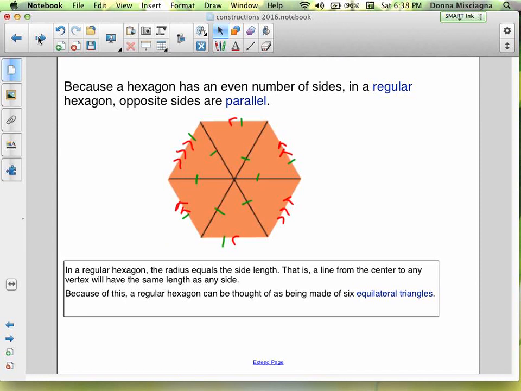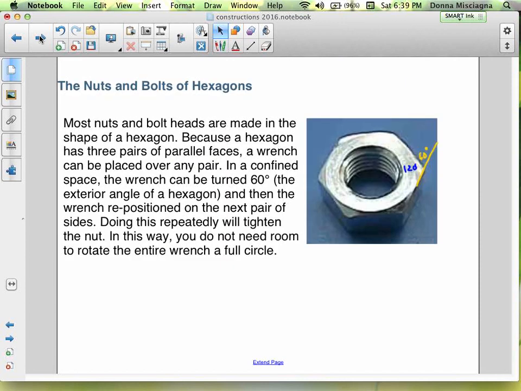In a regular hexagon, the radius equals the side length. That is, a line from the center to any vertex will have the same length as any side. Because of this, a regular hexagon can be thought of as being made of 6 equilateral triangles. And finally, the nuts and bolts of hexagons.